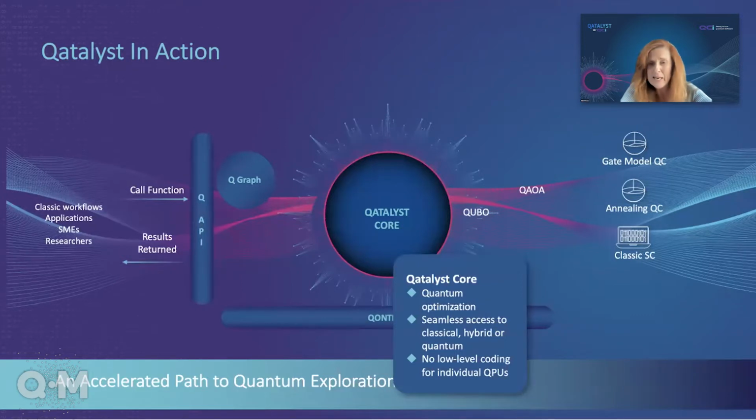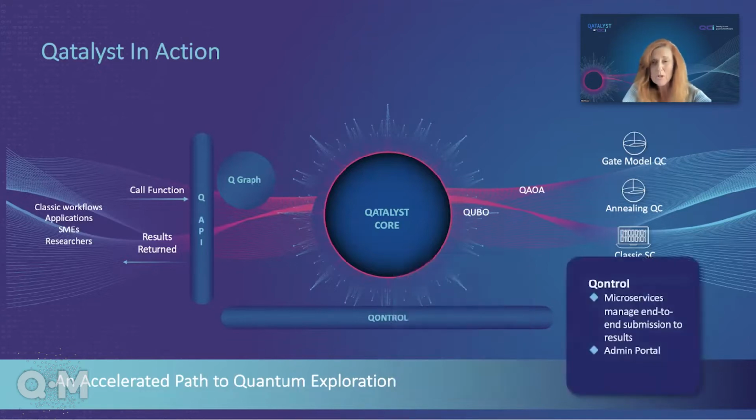It's then submitted into the specific machines that you've targeted, whether they be quantum, classical, or both, and the computations begin. Now, as the iteration happens, the Catalyst core collects those, and when the computations are finalized, it analyzes those and delivers the best diversity of results back to the submitter. We also have control, which is a set of services that allow you to track and monitor the submission, and also it provides an admin portal.